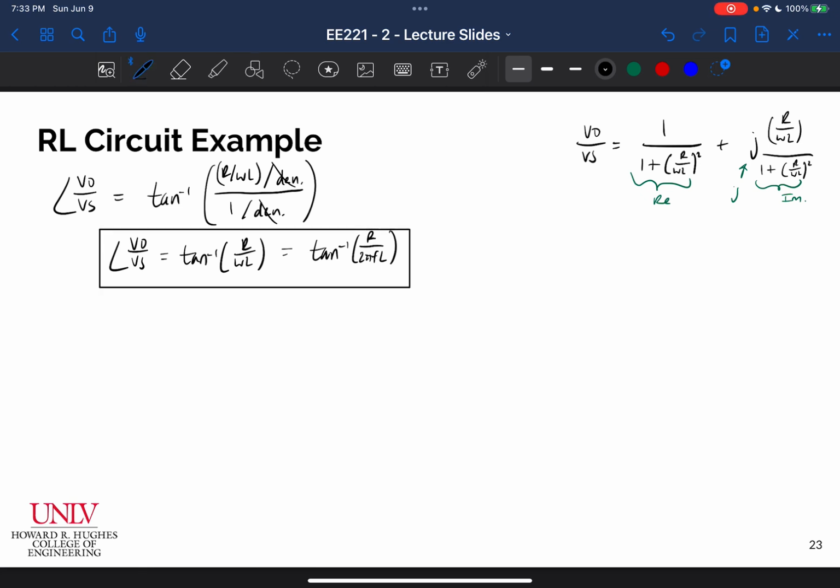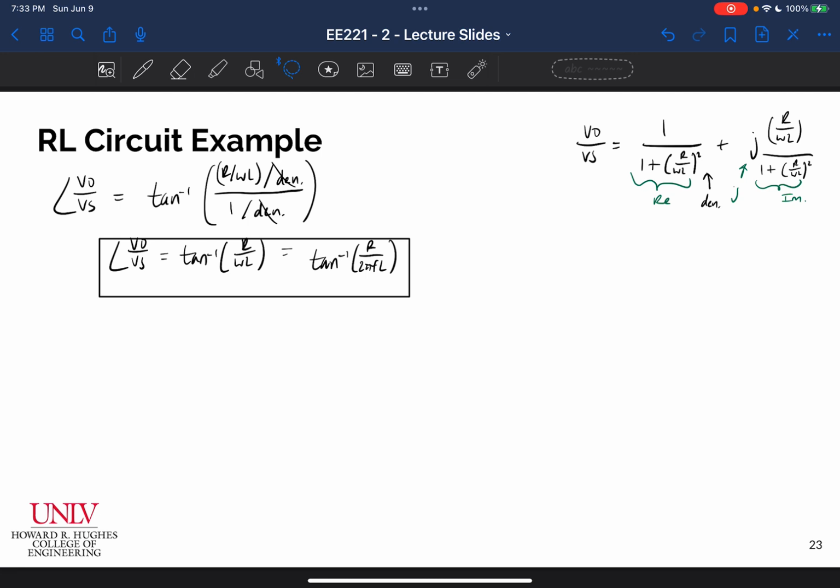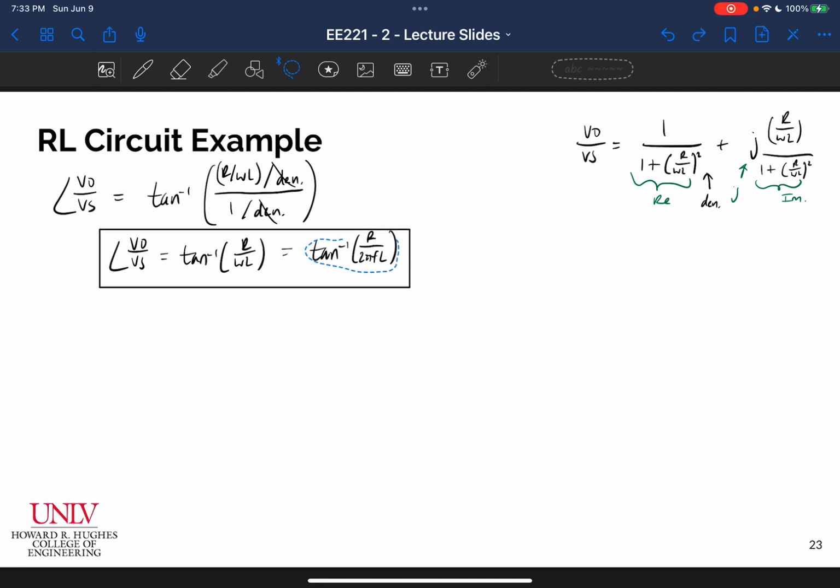And of course, I'm just saying that this term here is called the denominator, DEN, because they're equal. I just didn't feel like writing them out again. All right, I knew that was going to happen. I just wanted to move this down a little. Okay, all right, good. So we've got the phase here in terms of F, right?